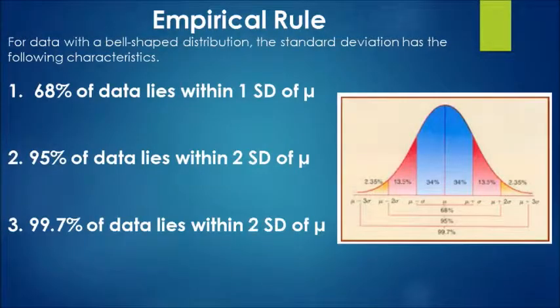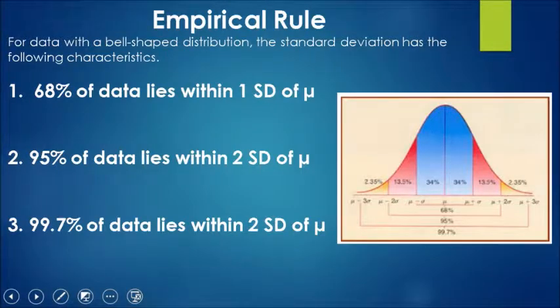First off, you need to write this down if you don't already have it. For the empirical rule, 3 important characteristics. Standard deviation will have the following characteristics, as long as, remember, for the empirical rule, it has to be a bell-shaped curve and symmetrical on each side of the mean.